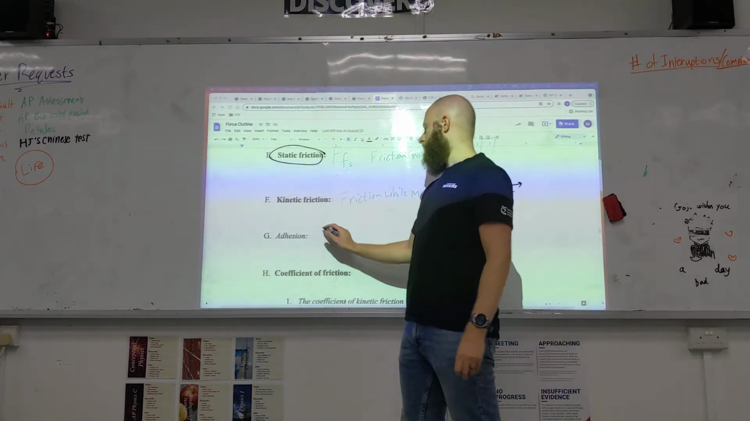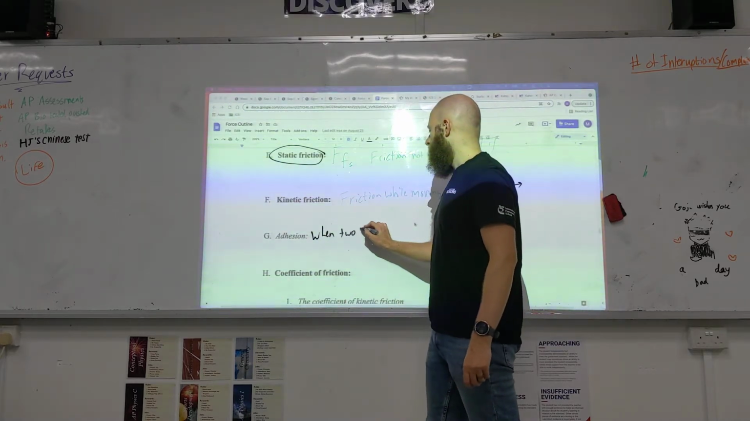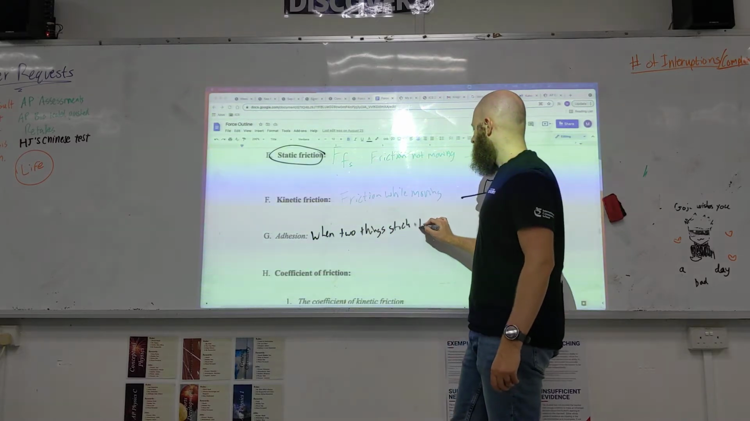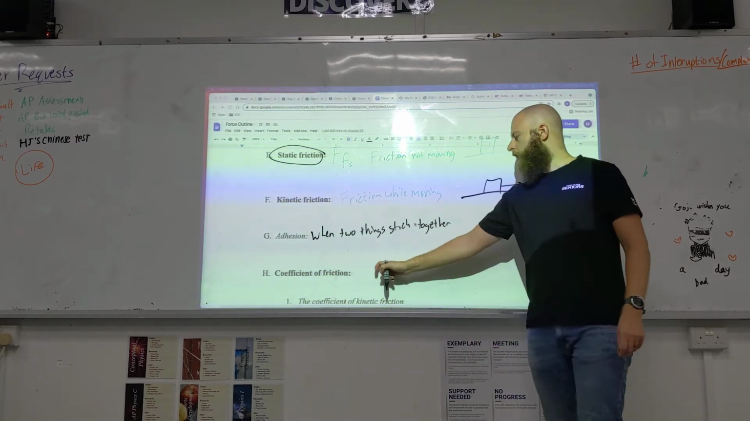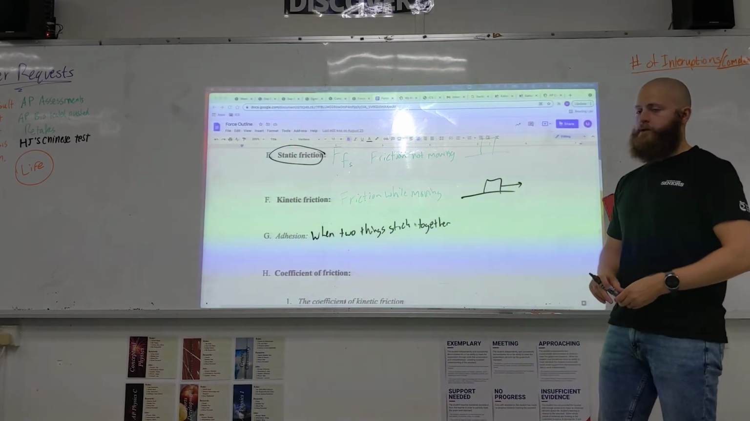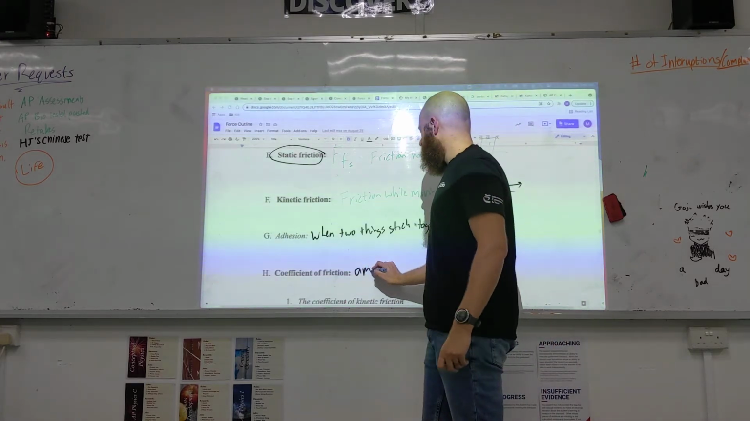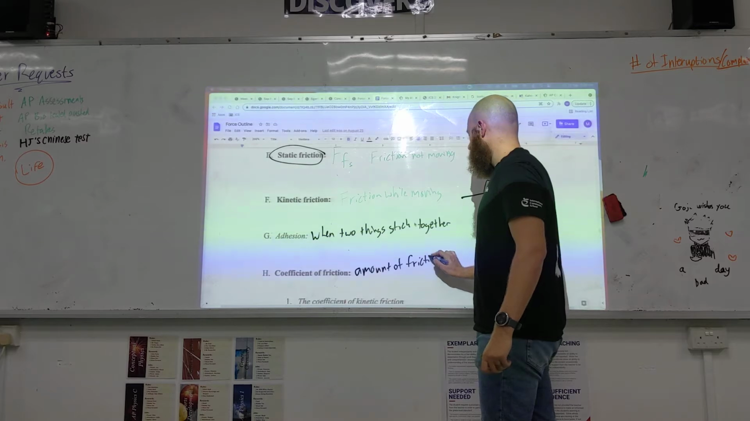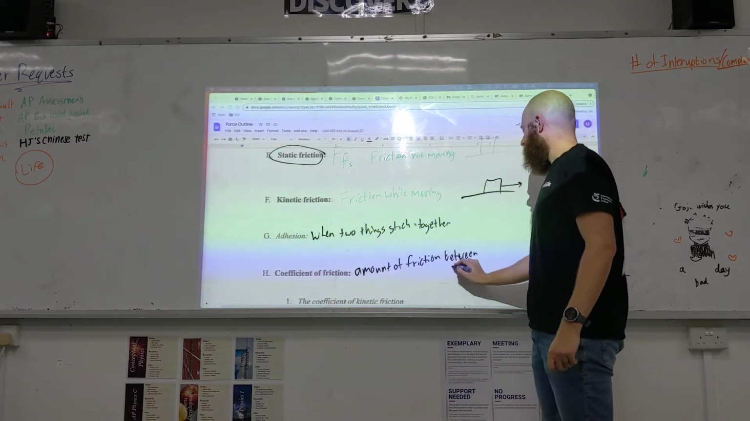Adhesion would be when two things stick together. This is basically just like glue. Okay? So now let's talk about the coefficient of friction. So this is the amount of friction between surfaces.